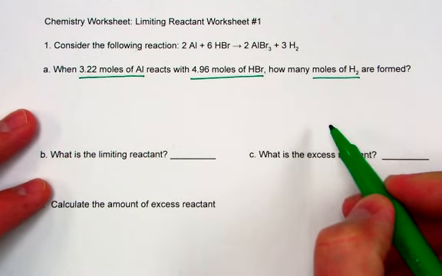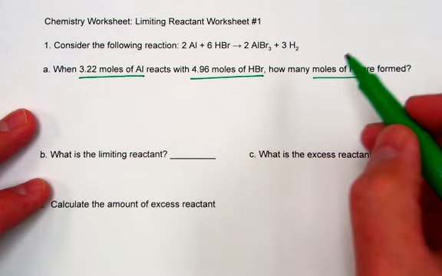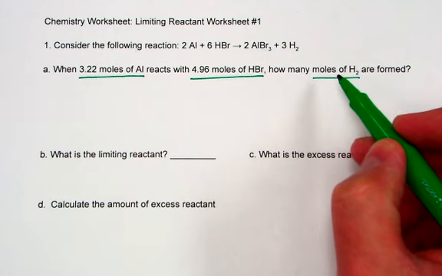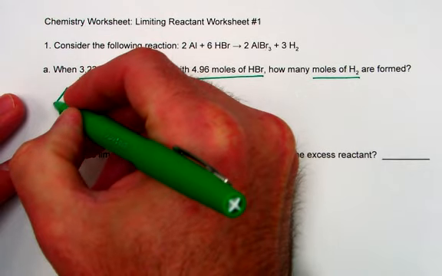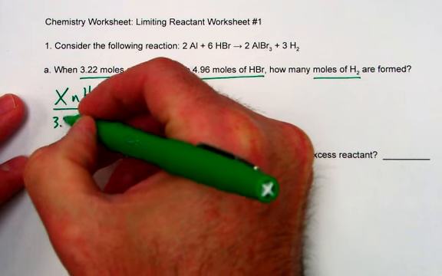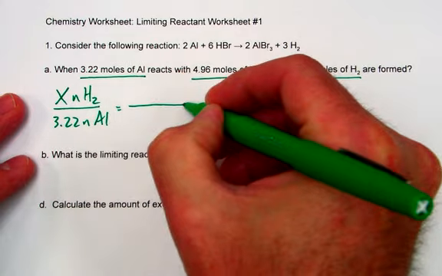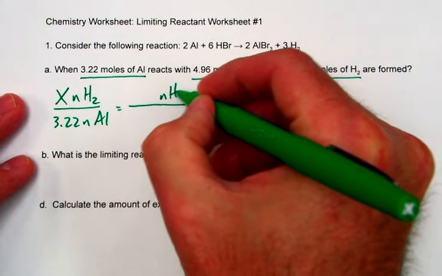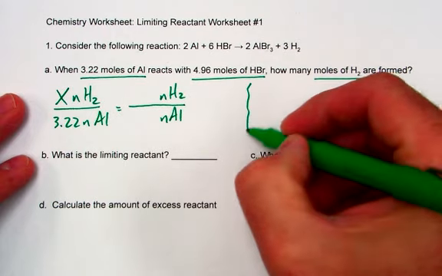So the idea here is that you have two different reactants, and one of them is going to run out first. In order to figure out which one is going to run out first, we're first going to determine how many moles of hydrogen can be formed from each of these reactants. So I'm going to set up X moles of hydrogen over my first reactant, 3.22 moles of aluminum. Okay. We're going to bring our units across. Okay. So that's going to be one that we set up.